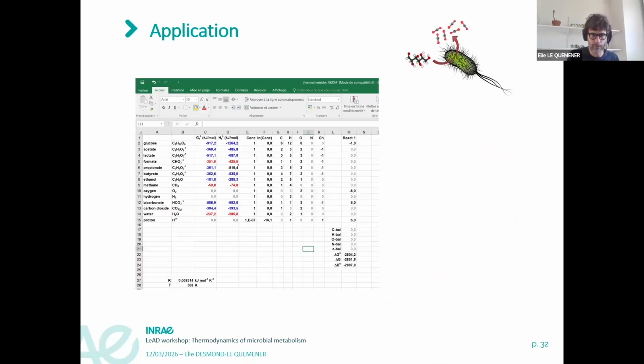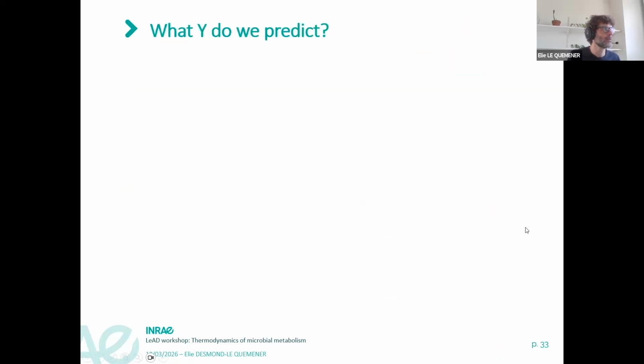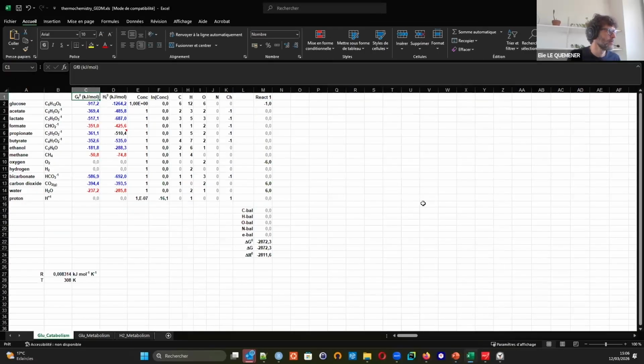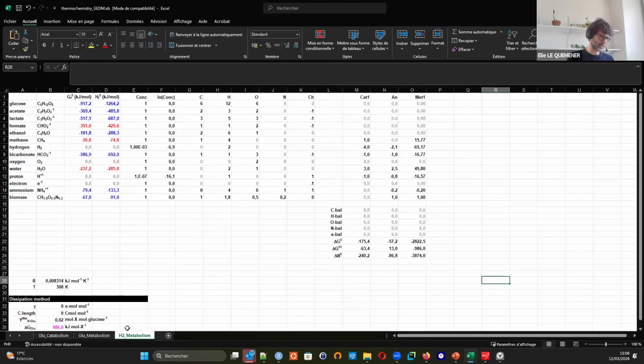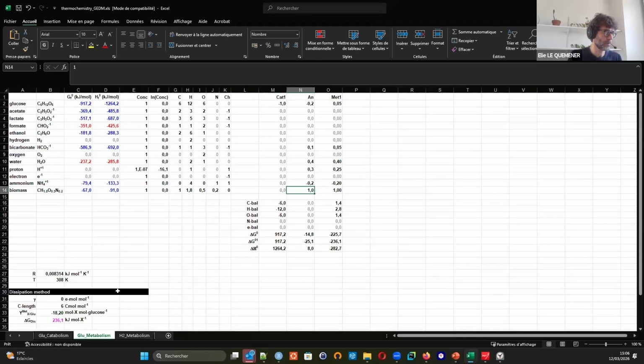Yeah, and just to illustrate how we can use the Excel sheet to do that, I go back to my Excel sheet. So the first sheet was just about catabolism, but then I have two other sheets, one about glucose metabolism and one about H2. And I just want to illustrate how we can use this method, the Gibbs energy dissipation method, to predict the yield with this very simple sheet.